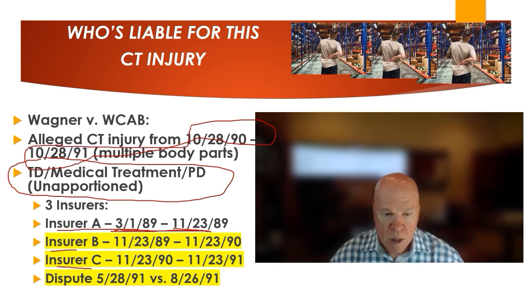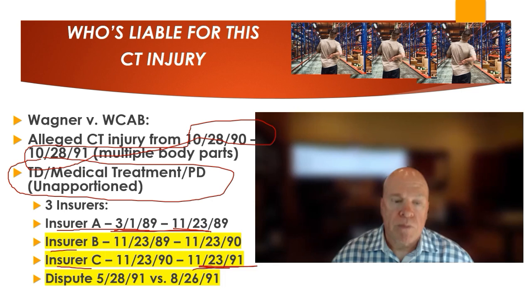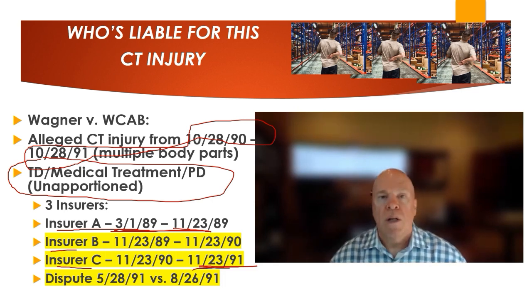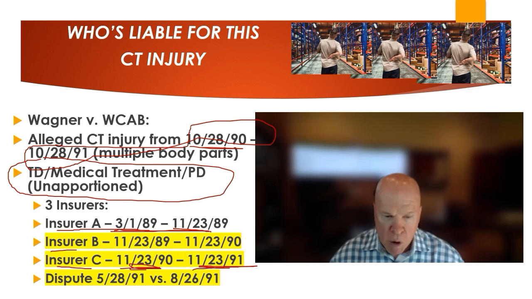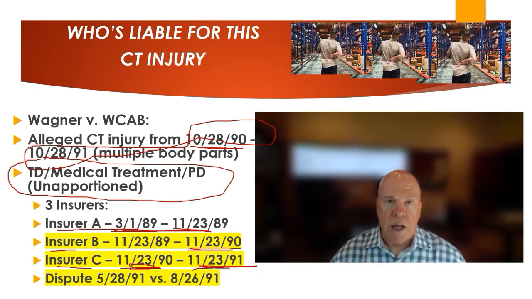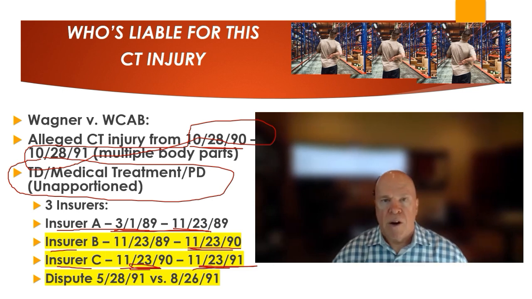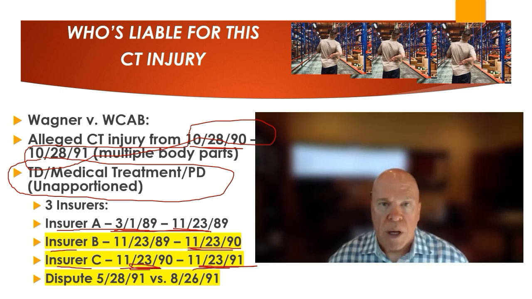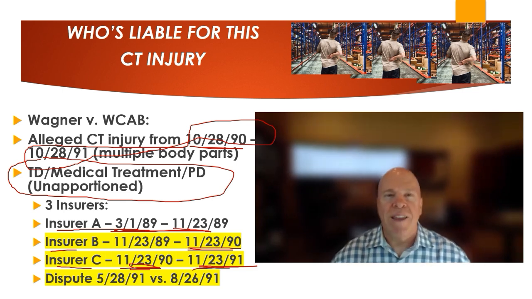10/28/90 falls slightly before this period, but overlaps to 10/28/91 into this period here. So it appears that insurer C has the bulk of the liability, but at least there is some overlap from 10/28/90, which was before insurer C was on the job and was during the period of time that insurer B was on the job. So somehow, and in some percentage proportion, there is some overlap in liability between these two employers. So I think you can pick it up from here.